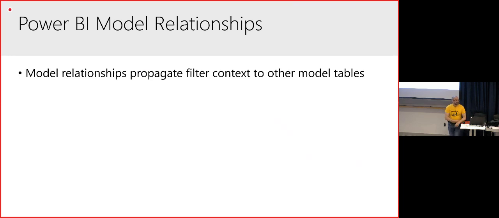Let us begin then. Model relationships propagate filter context to other model tables. When your model consists of more than one table, then you need to consider how relationships will work. Let's begin with an example. Very simple sales table.